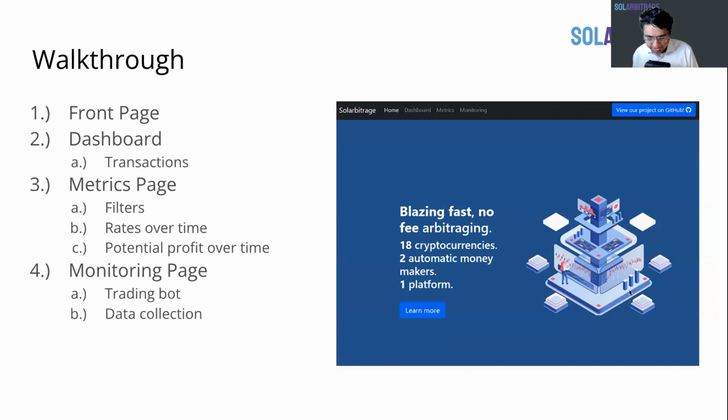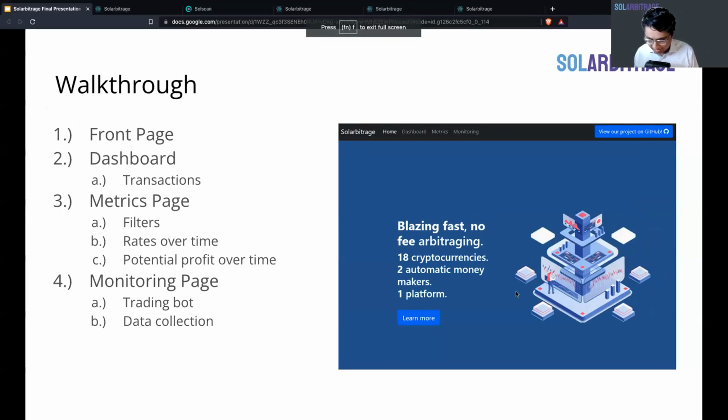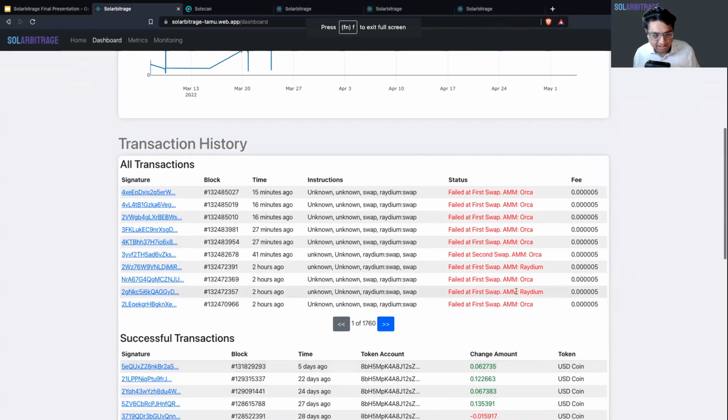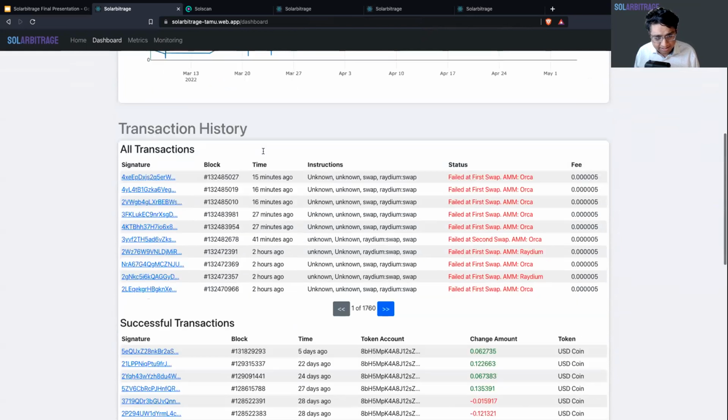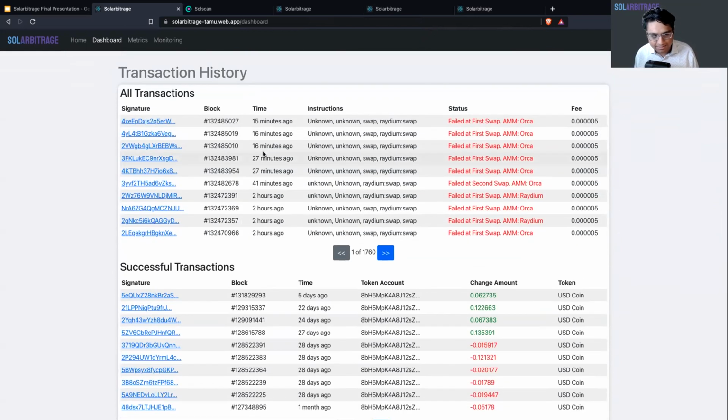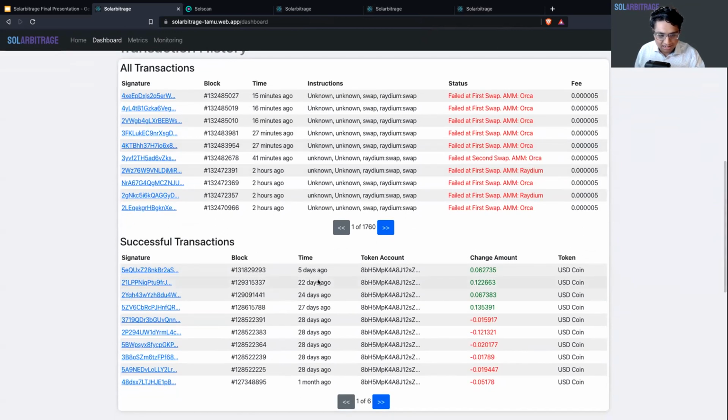All right, let's go through a walkthrough of a little demo, I guess. So this is our dashboard view on our site. It lets you see sort of what the current balance is, the earnings, and things like that. Down here, you can see what transactions have happened, their signature, how long ago they were, and also what step they failed at or succeeded at. So like failed at, and also what AMM it failed on. Below is just the successful transactions that happened.